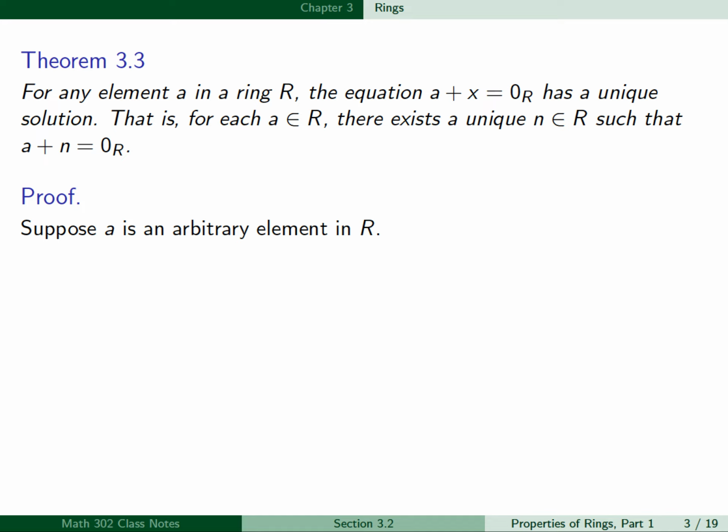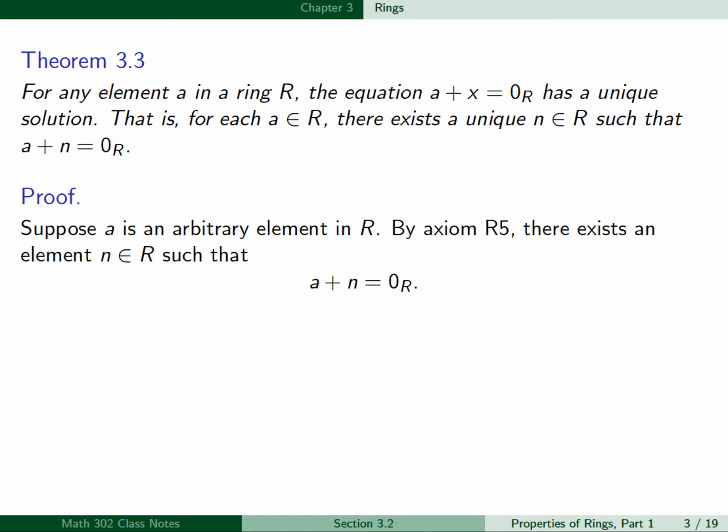To prove this, we'll suppose A is an arbitrary element in R. Then by axiom R5, which is existence of additive inverses, there exists an element N in R such that A plus N equals 0 sub R. It remains only to show that the element N is unique. So axiom R5 in the definition of a ring tells us that there exists an element N satisfying this equation, but we need to show that the element N is unique.